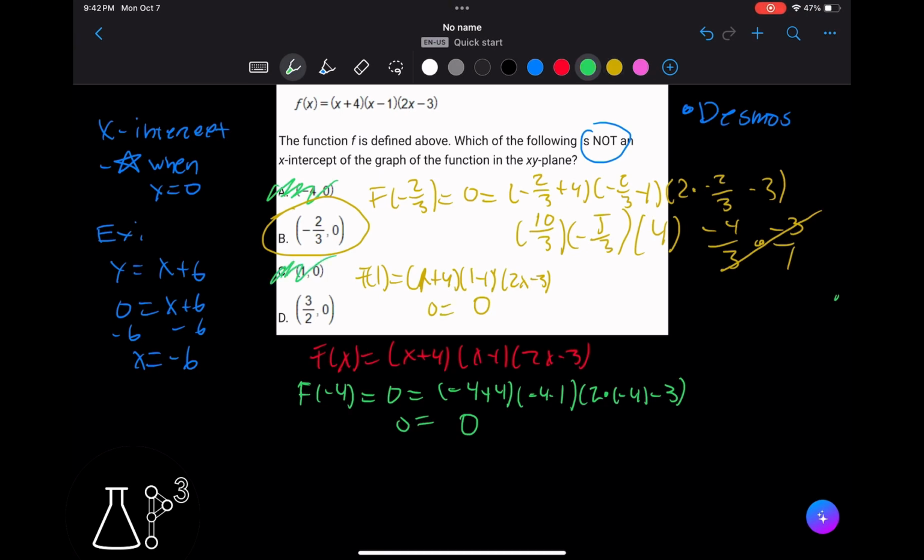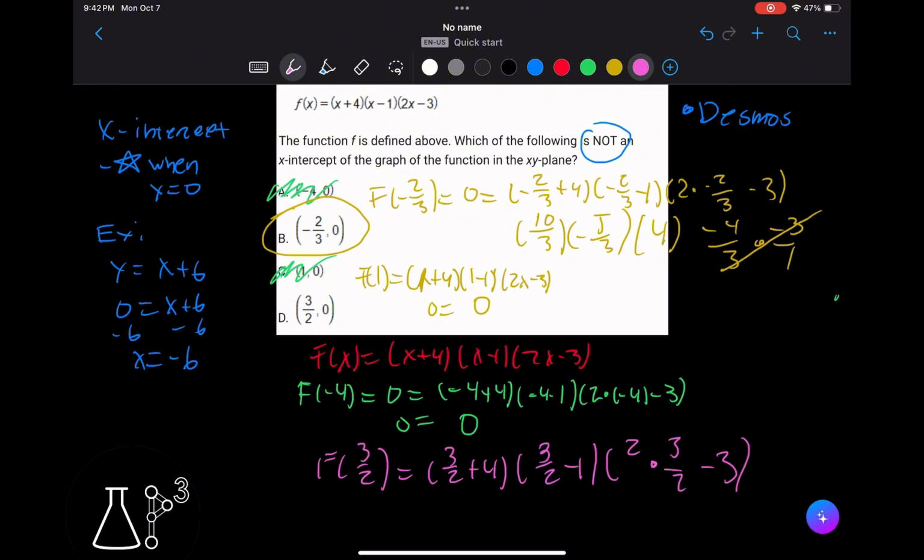And let's do D just to make sure that B is correct. So f of 3/2 equals 3/2 plus 4, and then 3/2 minus 1, and the last parentheses, 2 multiplied by 3/2 minus 3. And look at the last parentheses. The 2's cancel out, so I'm left with 3/1 minus 3, or just simply 3 minus 3, which gives me 0.